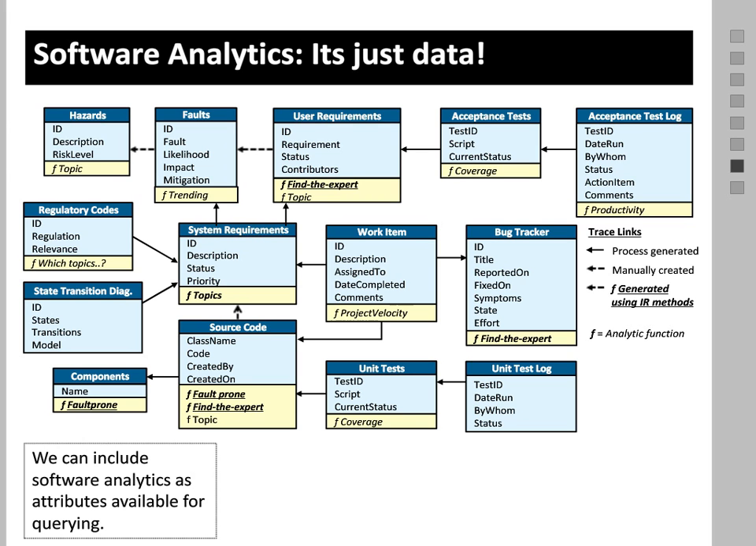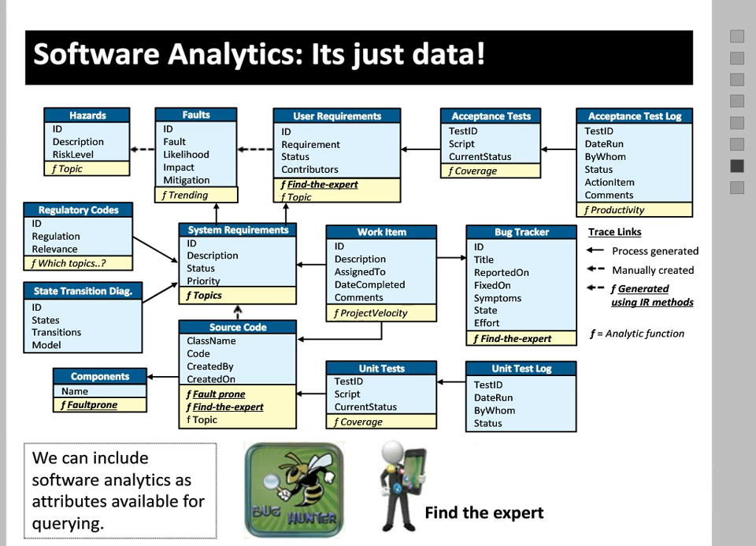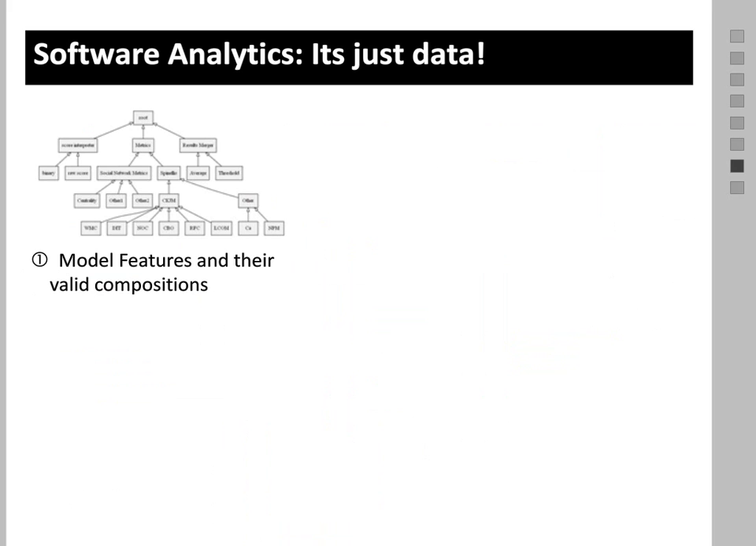So two specific examples, which you can see illustrated here, are the bug hunter, which is basically the fault-prone approach, and then find the expert. These are two examples for which we've actually built prototypes, and I'm going to talk briefly about those. This is actually current work, so I don't have many slides for it yet.